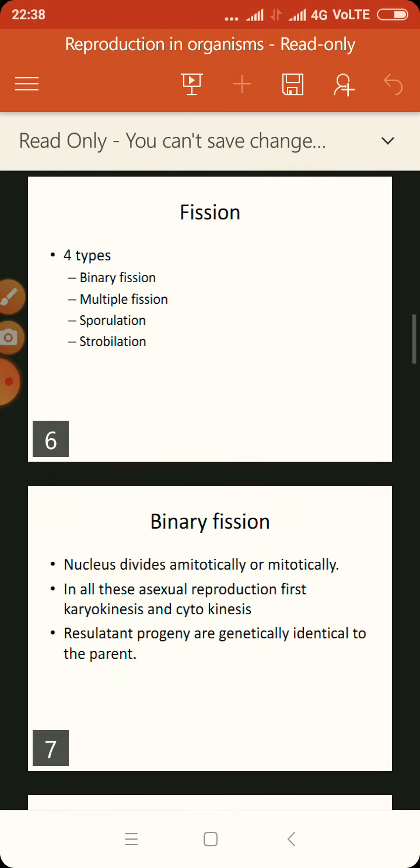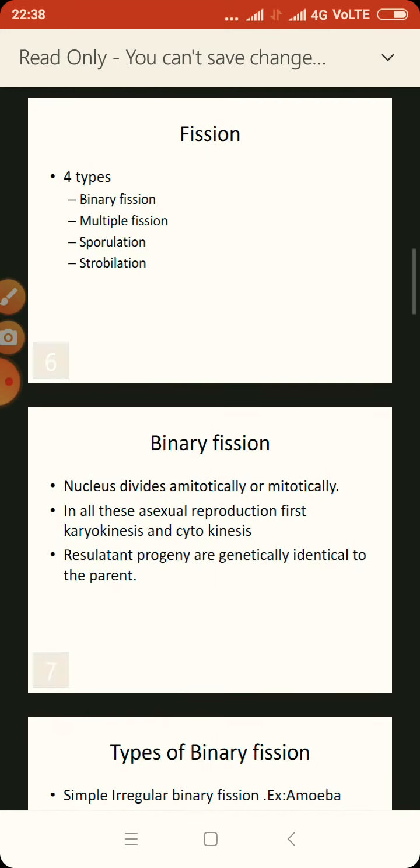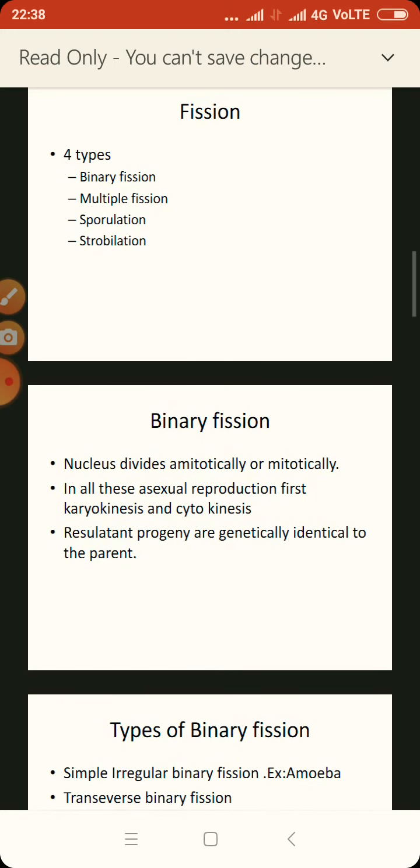Please note down all the different types of fission, because it will be asked. A 2-mark question can be asked, like what are the different types of fission. So we need to write that there are 4 different types of fission: binary, multiple, sporulation and strobilation. All these different types of fission will not take place in only one organism, but in different organisms.